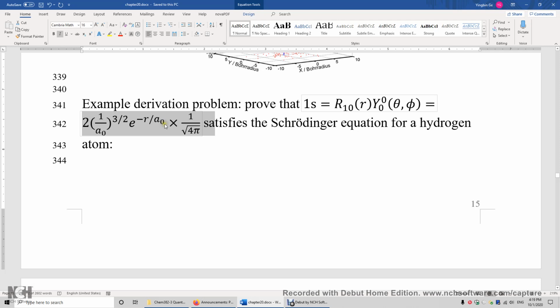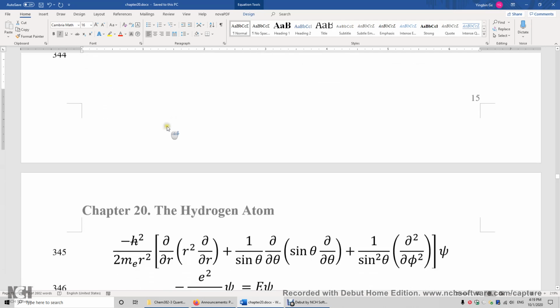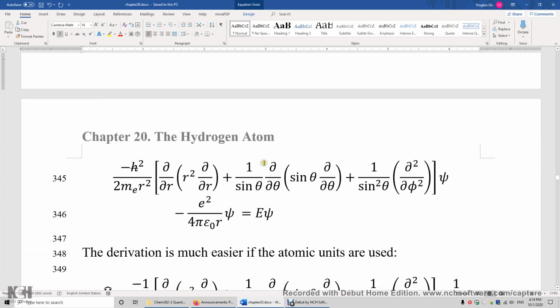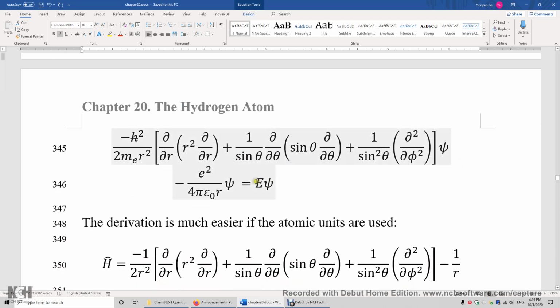Again, a naught is just one atomic unit of length. A naught is 0.529 angstroms. So you just plug in the wave function and derive this. You will be able to get the result in the expression of the initial wave function multiplied by a constant. That constant is the energy of this orbital.